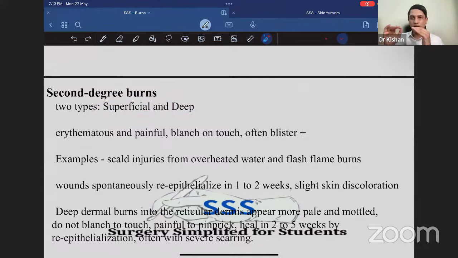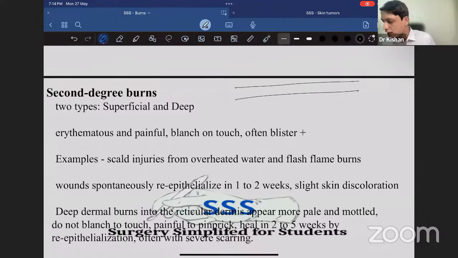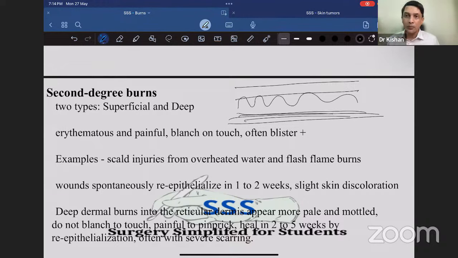Okay, if it involves the epidermis and upper part of the dermis, what is that? Papillary dermis. Correct? In the skin there are two layers: the epidermis, and in the dermis there is upper papillary and lower reticular. Correct? So if the burn injury involves the epidermis and the papillary dermis, then we call it superficial second degree. If it involves the reticular also, then we call it second degree deep burns. Hope it's clear. Okay, we'll again revise that.